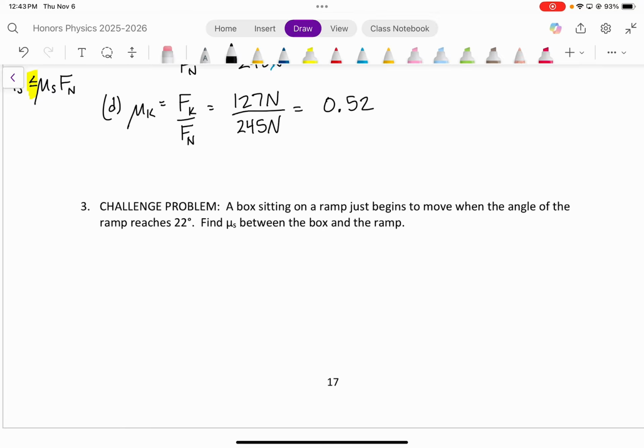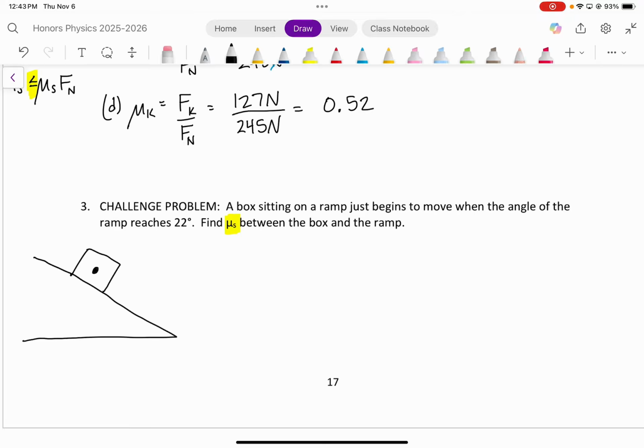So we have a box sitting on a ramp that just begins to move when the angle of the ramp reaches 22 degrees. Our goal here is to calculate mu s, which is the coefficient of static friction. So here is my ramp, and here is my block, or box, or whatever you want to call it, object.